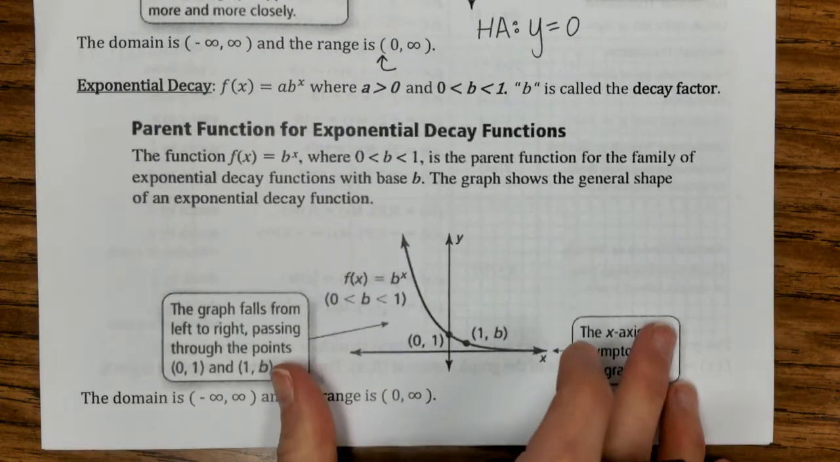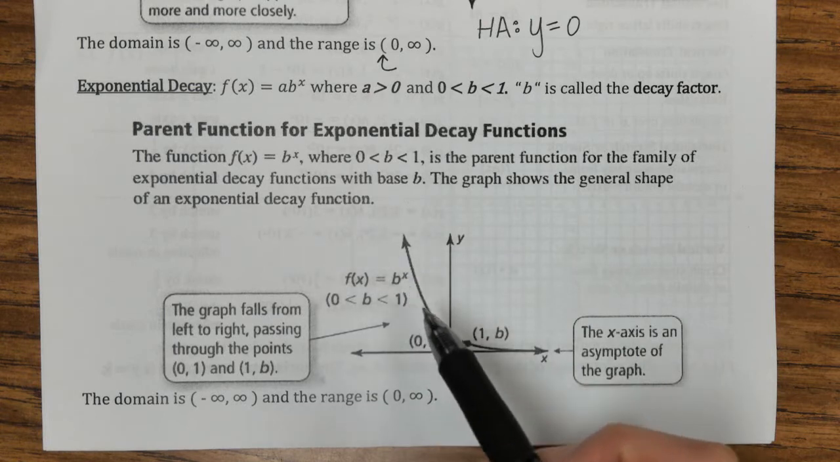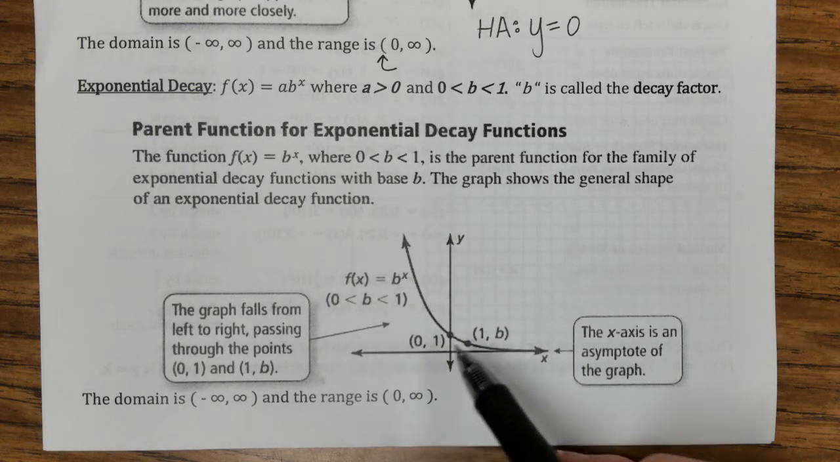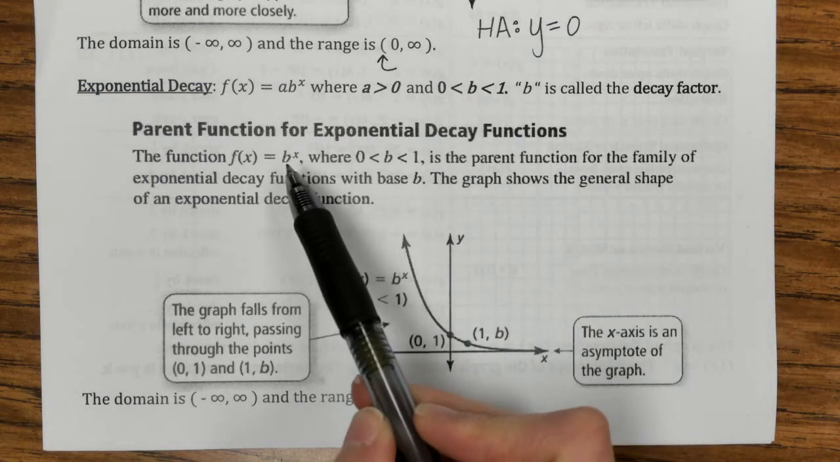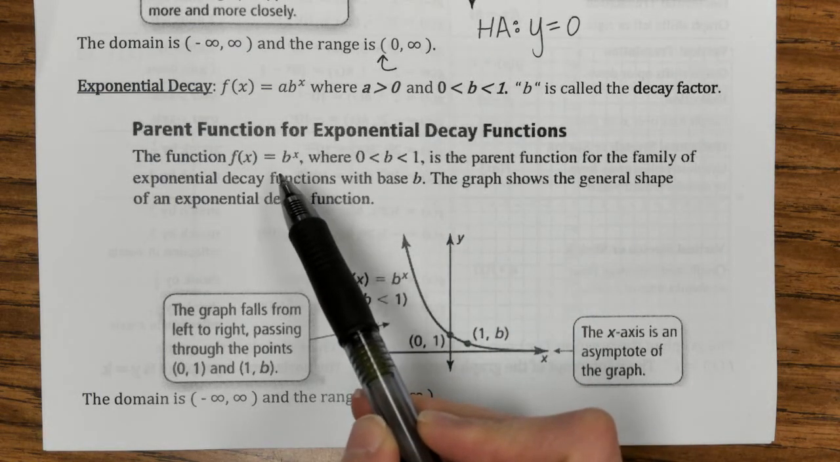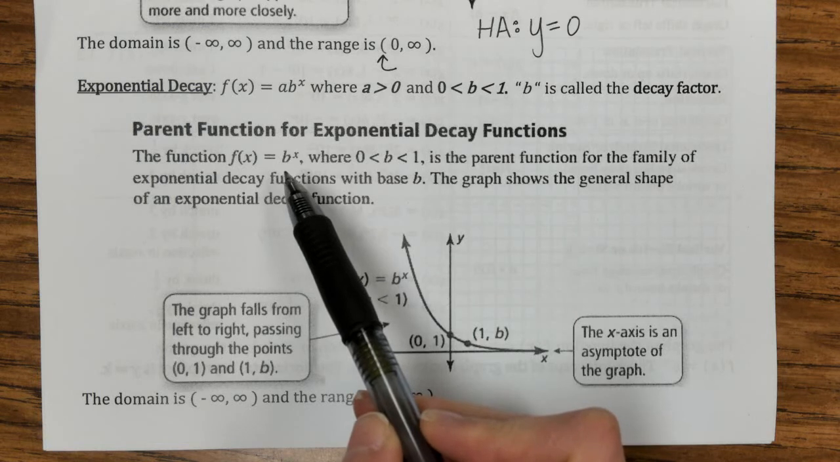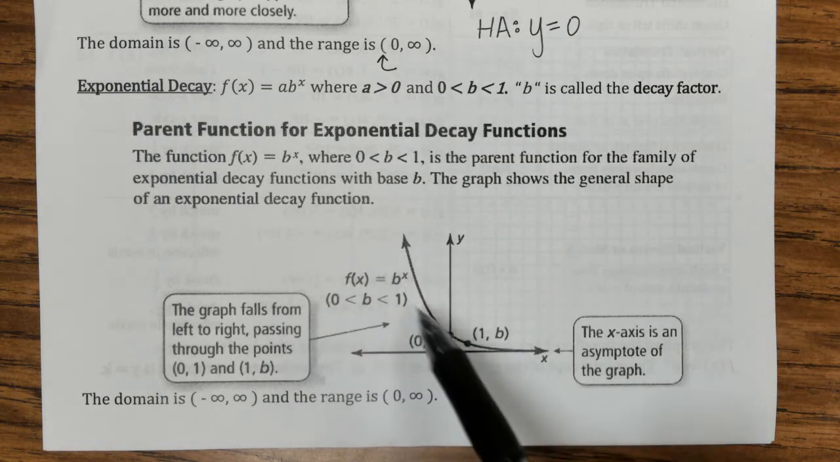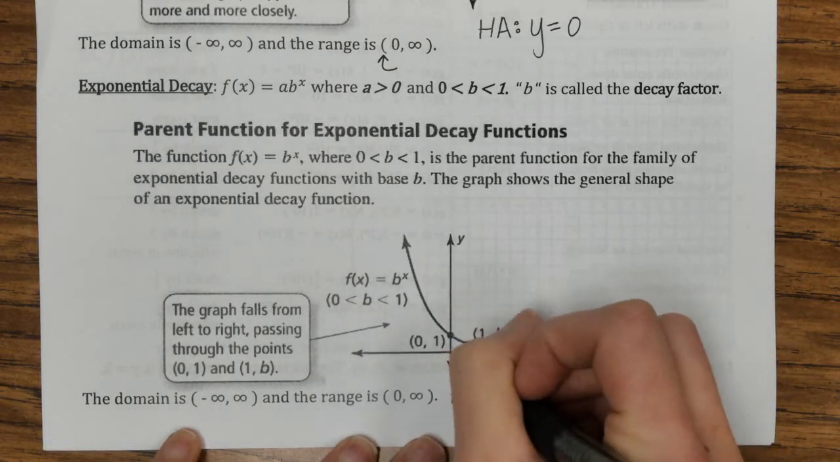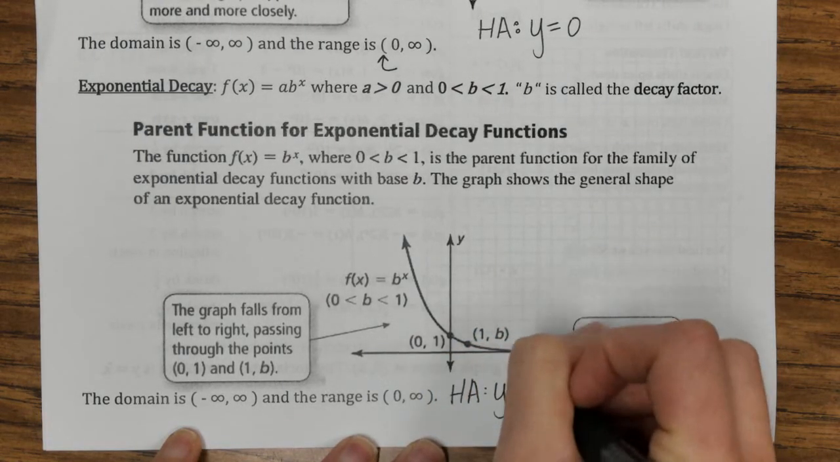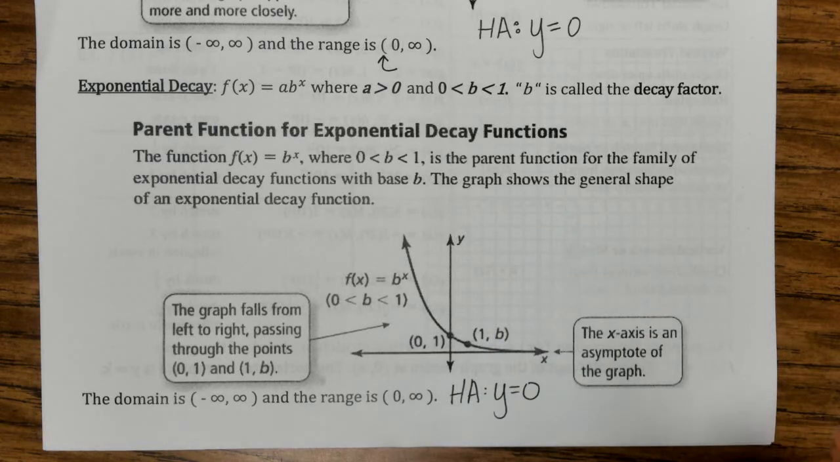Now for a decay, you're going to start leveling out. Instead of starting leveled out, you're going to end up leveling out. And this is going to be where your base b is between 0 and 1, so a decimal or a fraction less than 1. Okay? So it just flips the way that it's going down, so it's decaying. You still have the x-axis as the asymptote, so your horizontal asymptote is still going to be y equals 0 for that parent function, even though it's a decay.